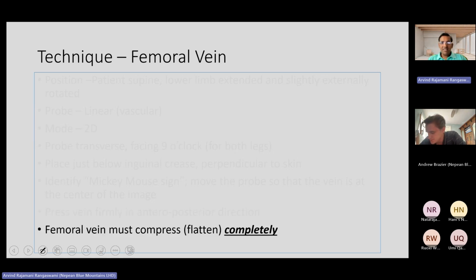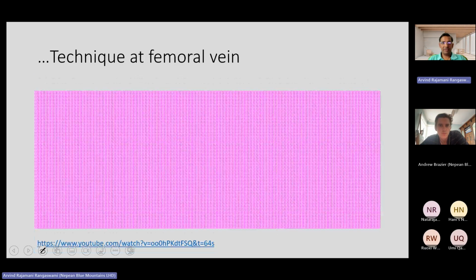The femoral vein must compress or flatten completely. The saphenous vein must also compress completely. Okay, the anterior and posterior walls of the veins. When I say completely, what it means is the anterior and posterior walls must literally kiss each other. Okay, you must not have any gap whatsoever. Okay, now this is a YouTube video.